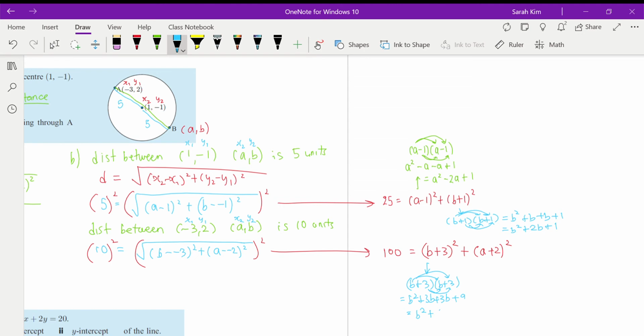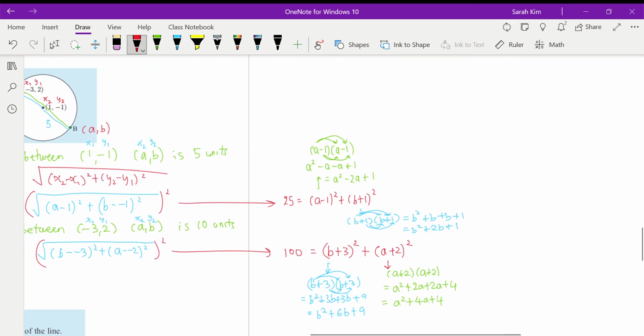3b plus 3b is 6b plus 9. Alright, this one will turn into a plus 2, a plus 2, so that will be a squared plus 2a plus 2a plus 4, a squared plus 4a plus 4. Hopefully that's just simple algebra that you understand how to do.